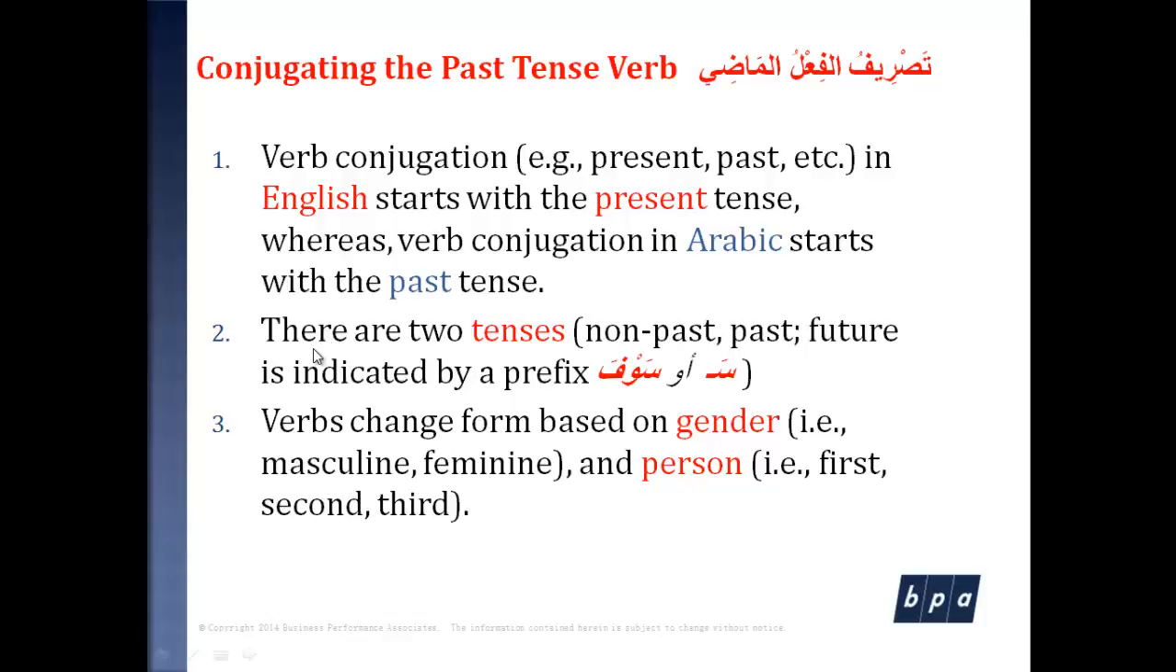There are basically two tenses, non-past and past. Future is indicated by a prefix, so you either put sa before the verb or سوف ahead of it. Verbs change form based on gender, as we discussed before in a gender discussion. Verbs take a masculine or feminine form, and depending on the person, is it first, second, or third.